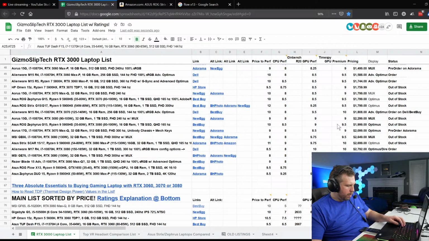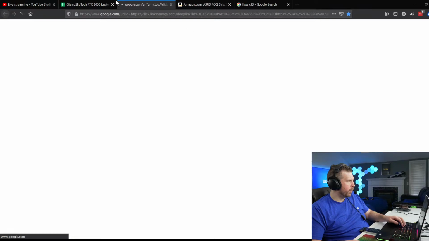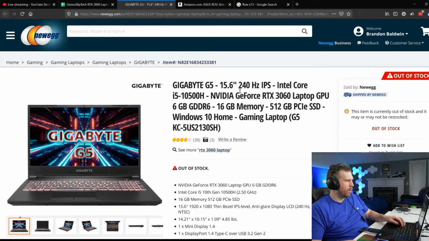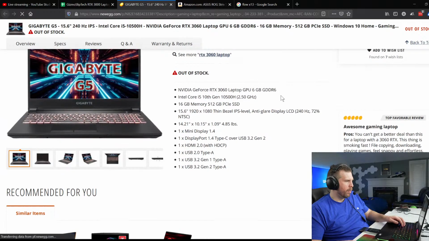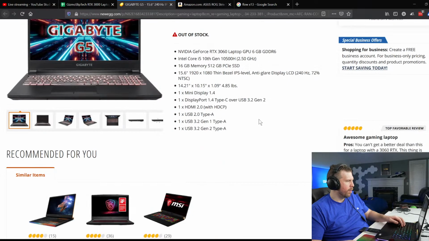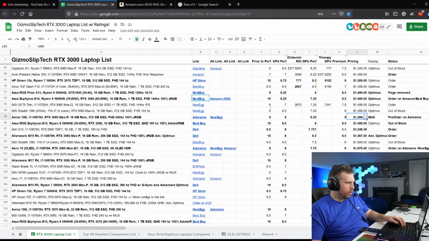And then the Gigabyte G5. Did that go up in price? I got my notification saying it's now 1249. I hope that's not the case. All right, so $1,500.